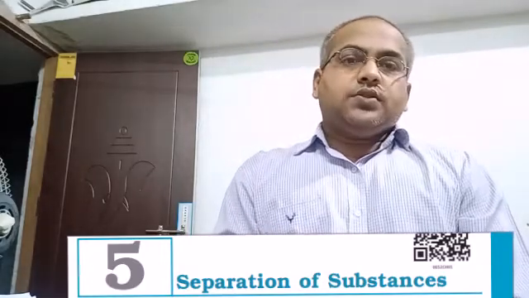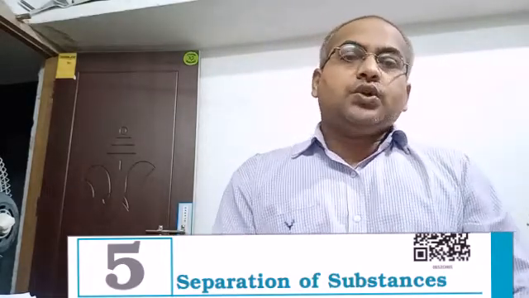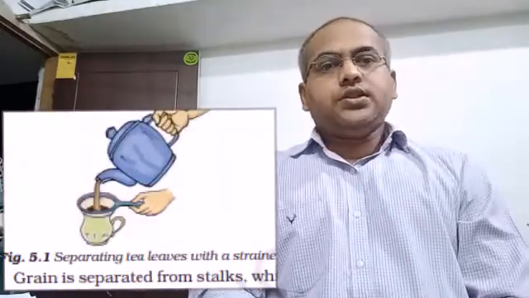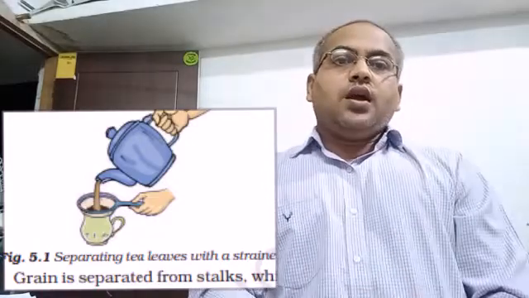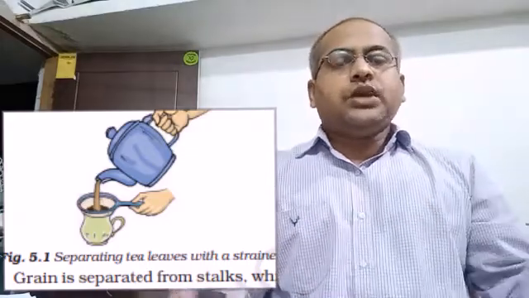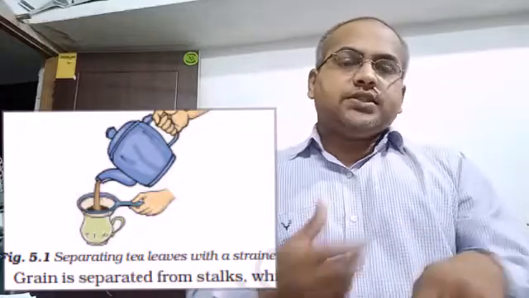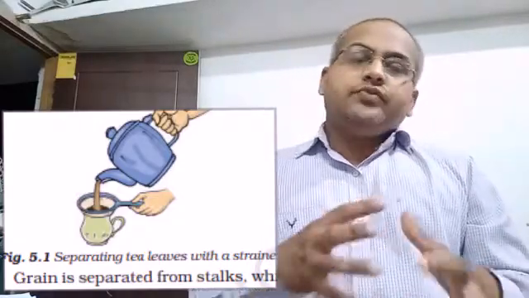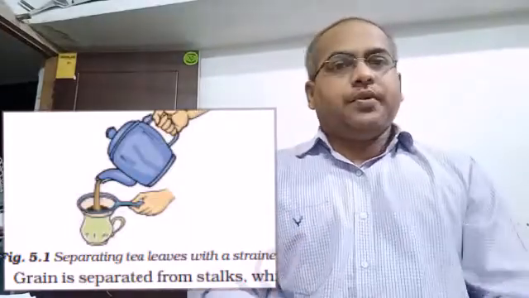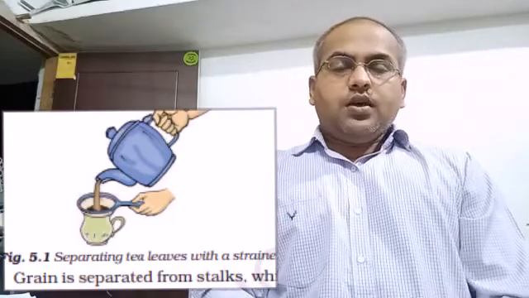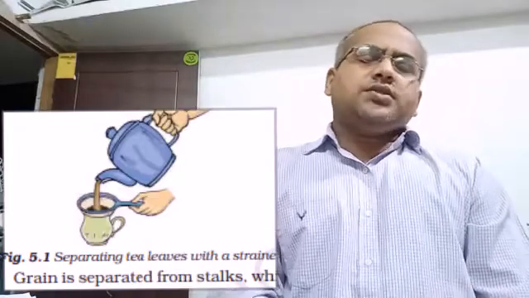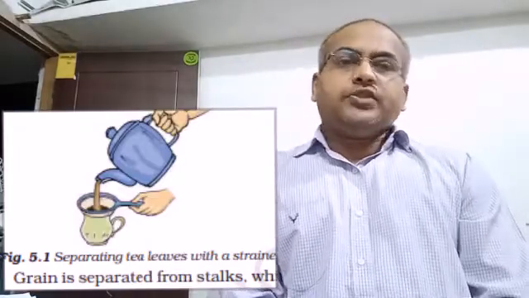Sometimes we have to mix two substances at one place, and then again we have to remove these two things from their mixture. So sometimes we need to mix these things and use them, and sometimes we have to separate them. This is called separation of substances. There are several processes of separation of substances.